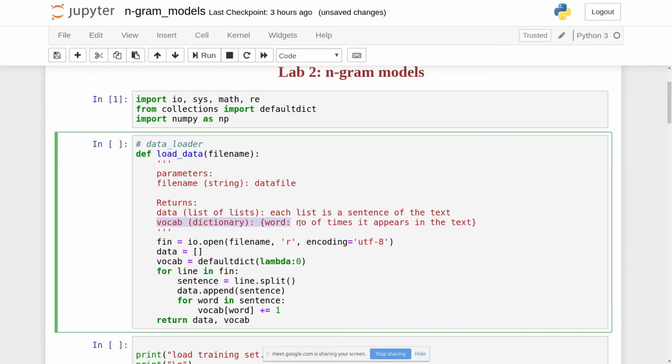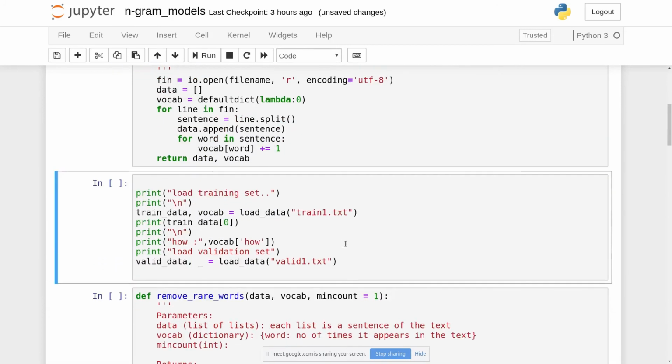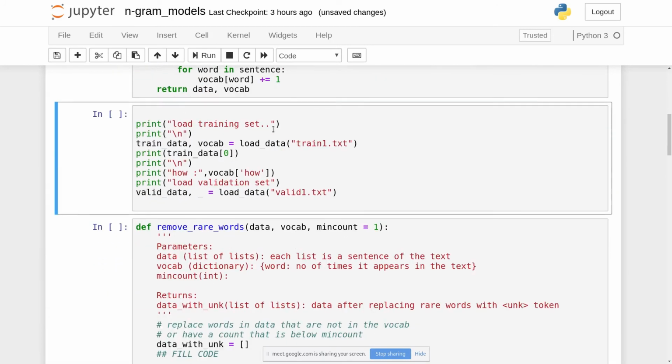Then the function builds a dictionary that maps each word to the number of times it appears in the text. You don't need to worry about the implementation, you just need to know what the function does for you. So here we're going to load the training text using the load data function, and you're going to see an example of the train data.